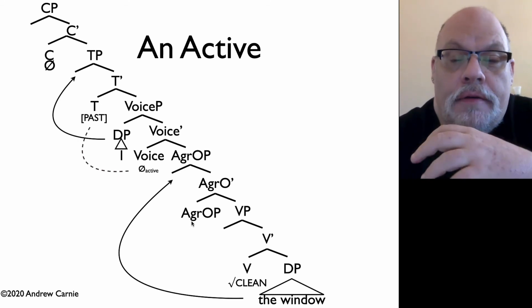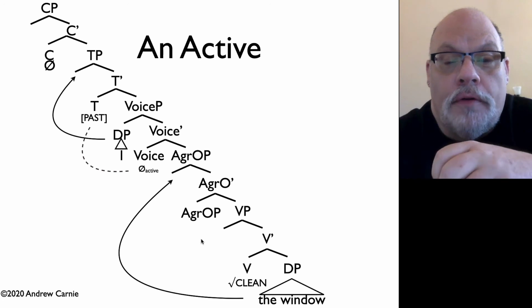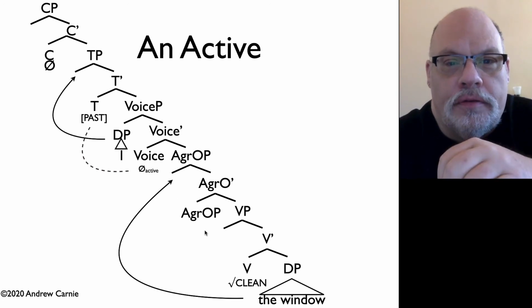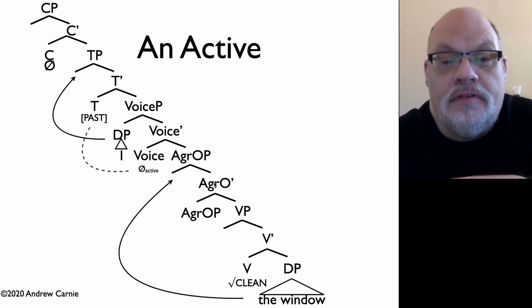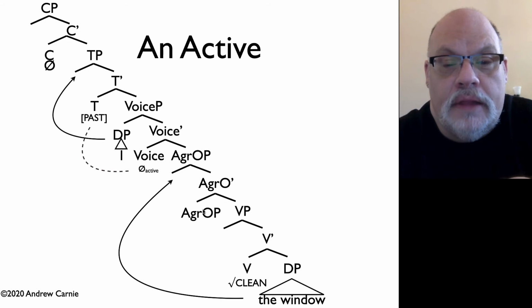Now, in Irish, we have an overt AgrOP morpheme. We have that little A with the superscript L morpheme, and that's not present in English. But the position would be in exactly the same place.